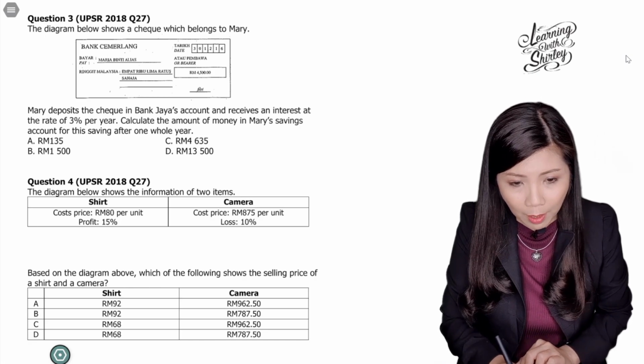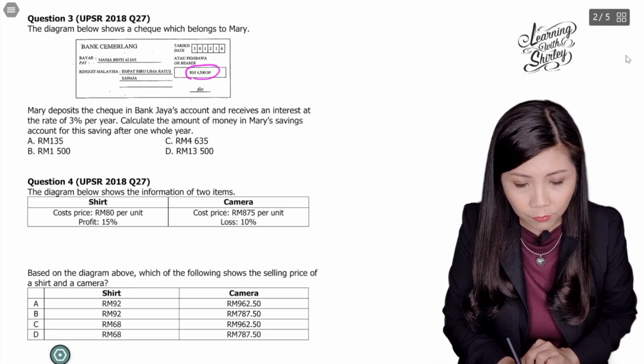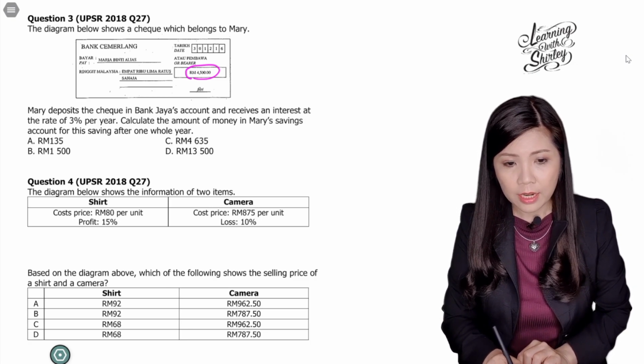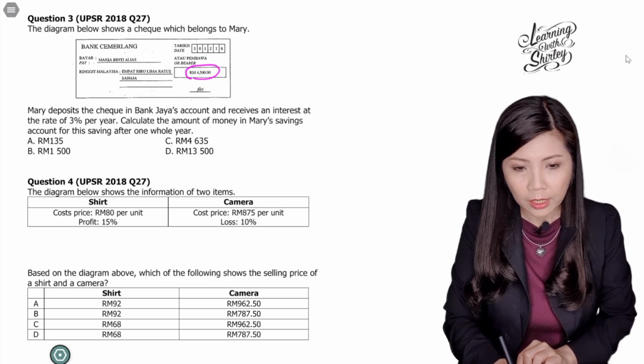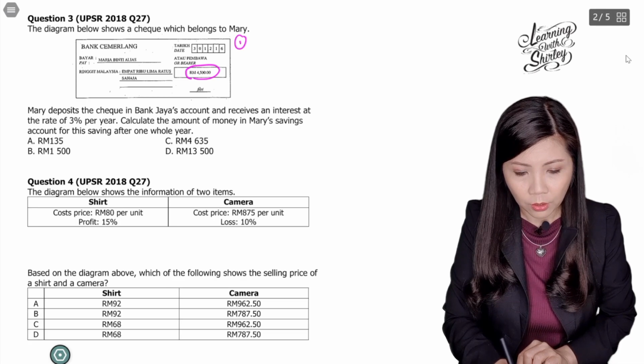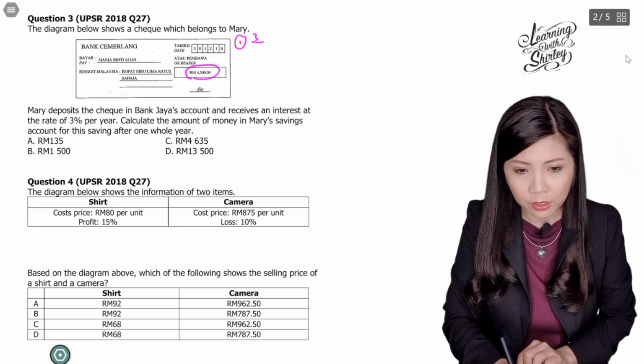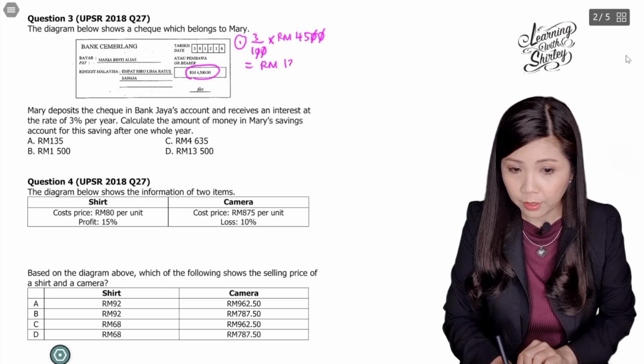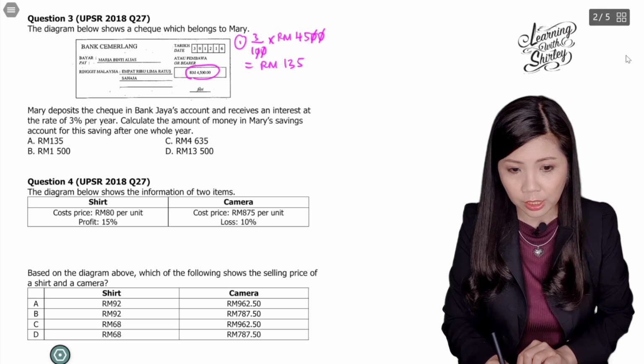So the amount on the check is 4,500 ringgit. Okay, so first I'm going to find the interest that she earned. Okay, so that's going to be the first step. So the interest rate is 3% per year. So it's 3%, okay, times with the amount of money on her check, which is 4,500 ringgit. Okay, so we cancel 2 zeros on top, 2 zeros at the bottom. So 45 times 3 is 135. So this is the amount of interest that she earned.